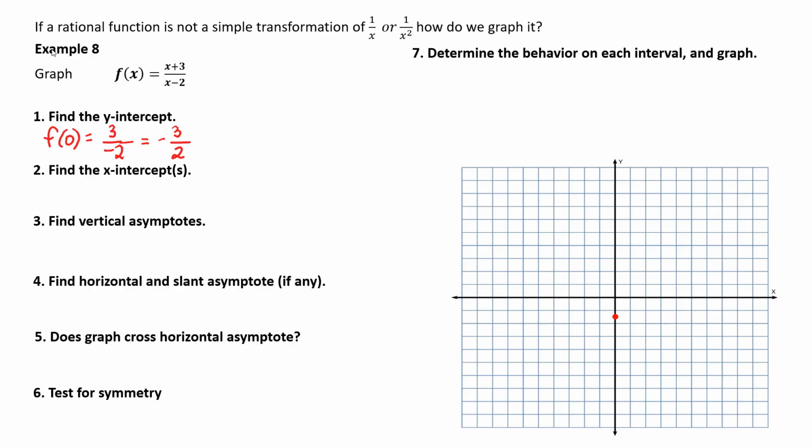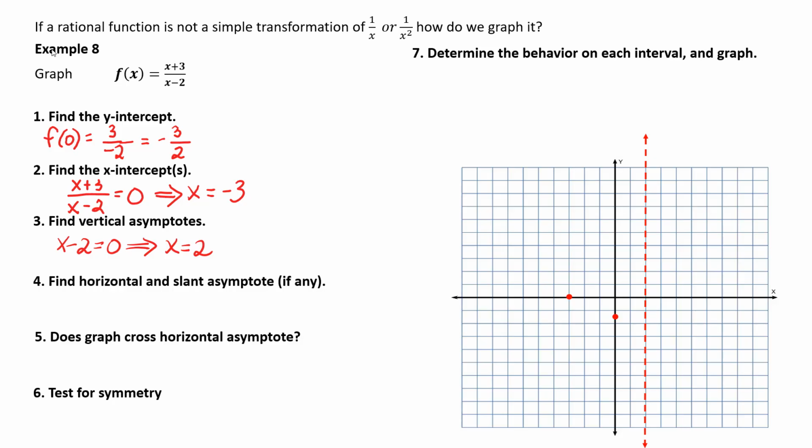Now you're going to find your x-intercepts, which is when you set the function equal to 0, and that is going to be just x equals -3, because that's the only way to make that equal 0. So that's going to be right there where it crosses the x-axis. And then find the vertical asymptotes. That is where the denominator will be 0, and that's going to happen when x is equal to 2. And so we will put that vertical line, x equals 2.